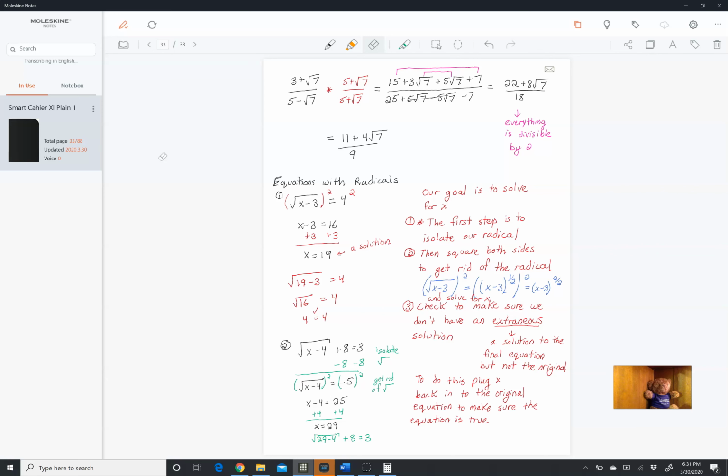This is a great example of an extraneous solution, because what we get here, and I'm just going to put an arrow because we're running out of space and I don't want to put it on a new page. I think it's better to put it here. So we have the square root of 25 plus 8 is equal to 3, which gives us that 5 plus 8 is equal to 3. And you probably don't even need this step, but 13 is not equal to 3. So x equals 29 is extraneous. It's not a solution.